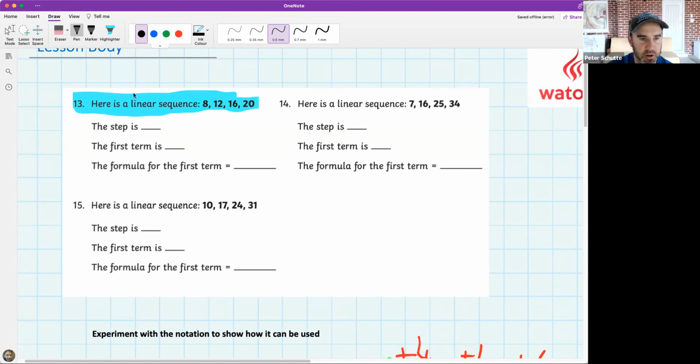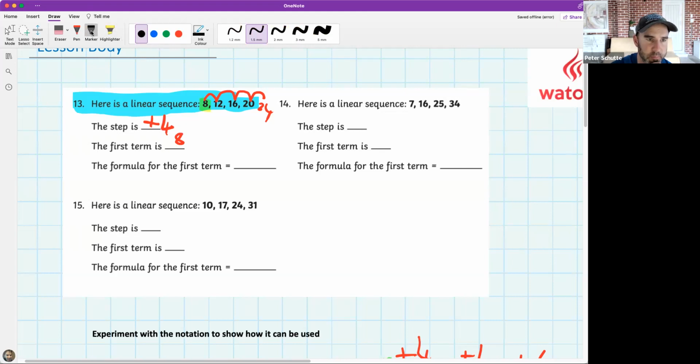If we look at number 13, it says here is a linear sequence, or maybe I would say a linear number pattern. All that means is that the number pattern is going up by a constant amount, or it has a step size of something. The step size in this case is going to be plus 4 because I'm going up in 4s: 8, 12, 16, 20. The next one would be 24. The first term here is 8. Now, when I work out my formula, the step size and the first term are really important because they help us build the formula. The step size is the initial part, and the first term helps us balance the formula.